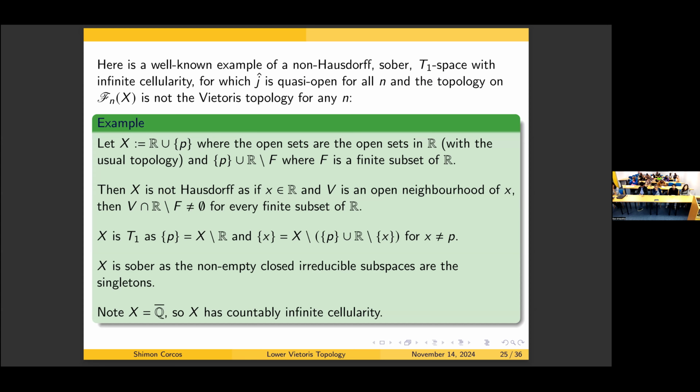Hausdorff. Consider the set of real numbers with an added point P, where the open sets are the opens in R, as well as cofinite subsets of R together with that P. Then indeed you can show that X is not Hausdorff, it is T1 and sober, and the set of rationals together with this point P is dense in X. And you can show that this means that X has countably infinite cellularity.